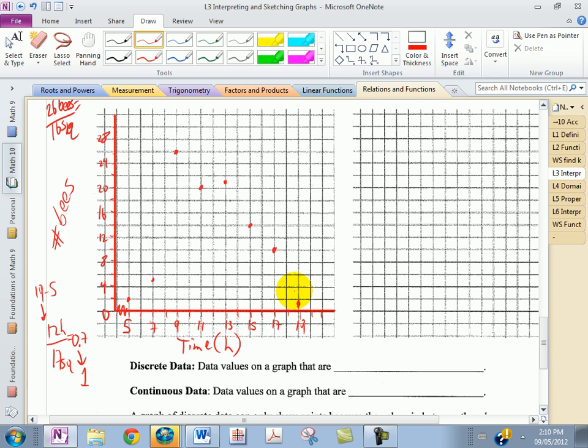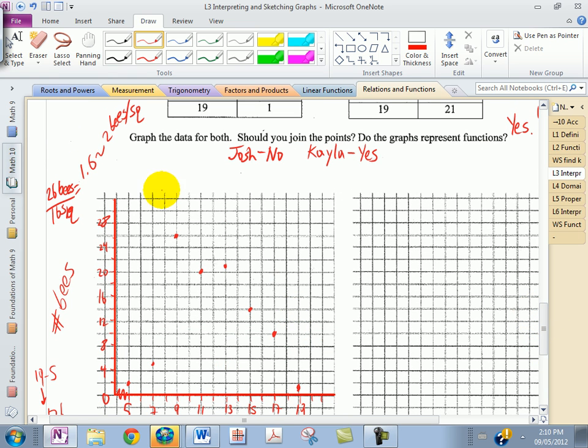It's always good to give it a title as well. Okay, so what's the title? Well, we don't really know what he's plotting, so let's just say it's Josh's data. Always want to have a title for your graph. Because I think he's plotting probably how many bees came to a flower or in the hive at every hour or something like that, every 2 hours. I'm not sure. So that's Josh's data.